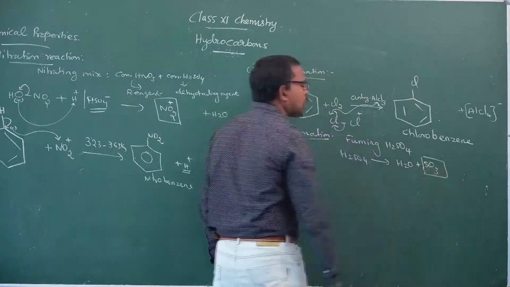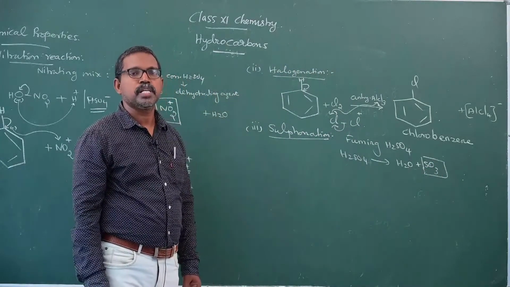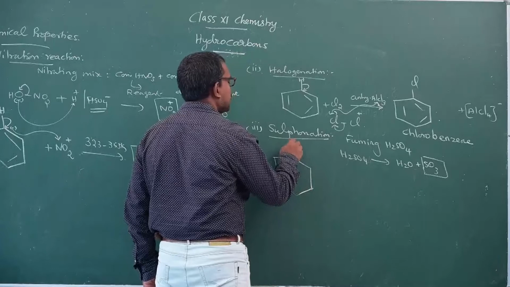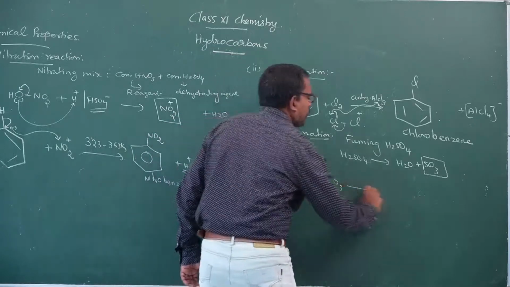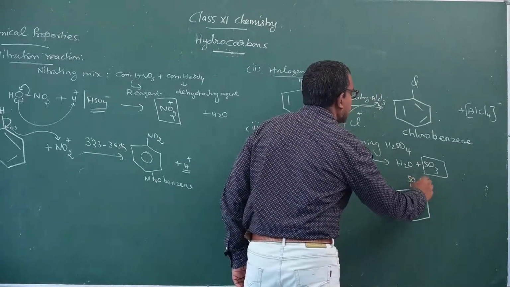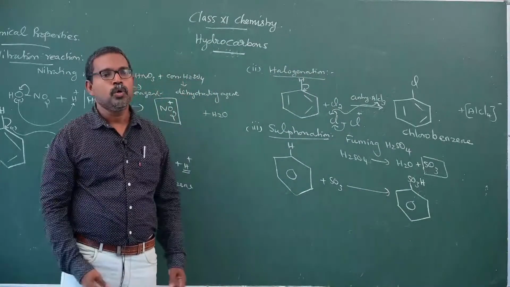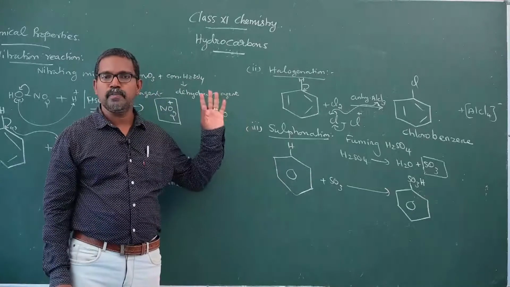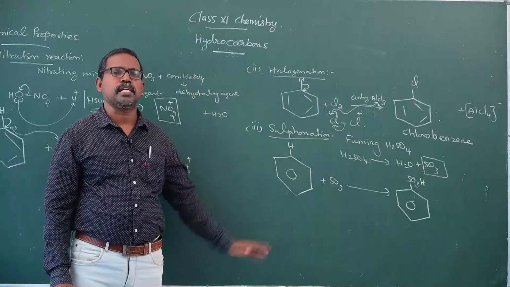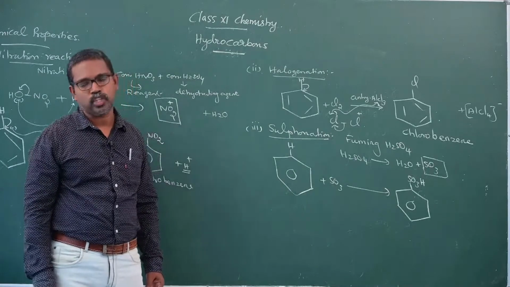We use a neutral electrophile for this sulfonation process. Benzene reacts with fuming sulfuric acid. It gives benzene sulfonic acid, SO3 and hydrogen added here. Benzene sulfonic acid is the product. This is very important from the examination point of view as well as in entrance examinations. In most cases the sulfonation reaction is carried out with the help of the neutral electrophile called SO3.